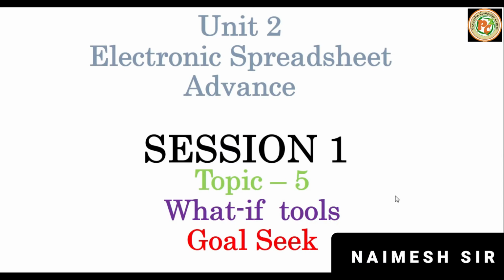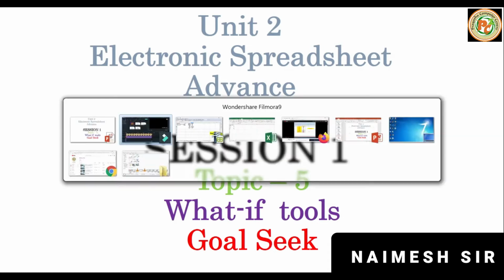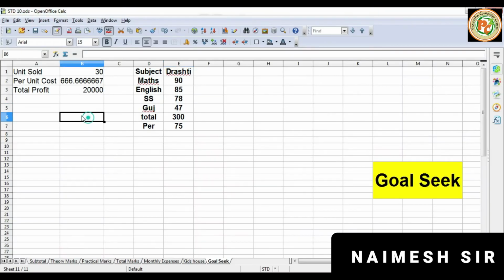We are going to start goal seek. What is goal seek? If you want to obtain any kind of goal, that is called a goal seek. If you have a specified range of data and you have to change something but you don't know how much we have to change, at that time we can use goal seek. So let's start, take one example so that we can understand it.